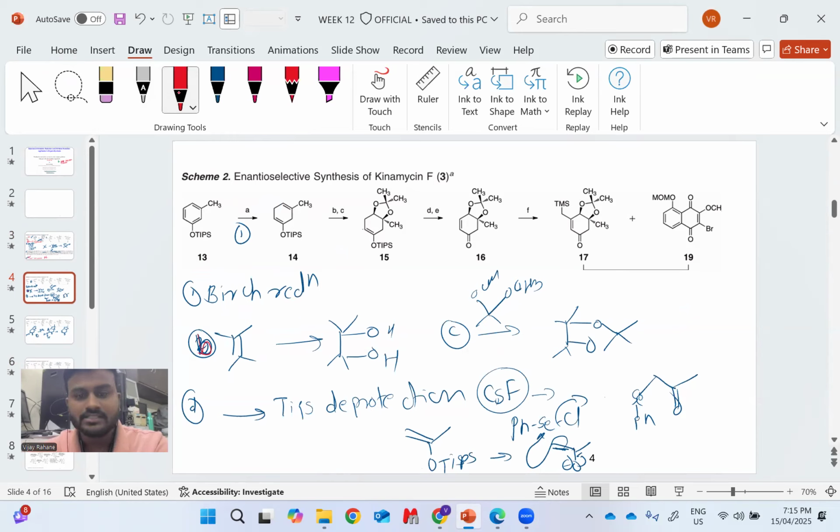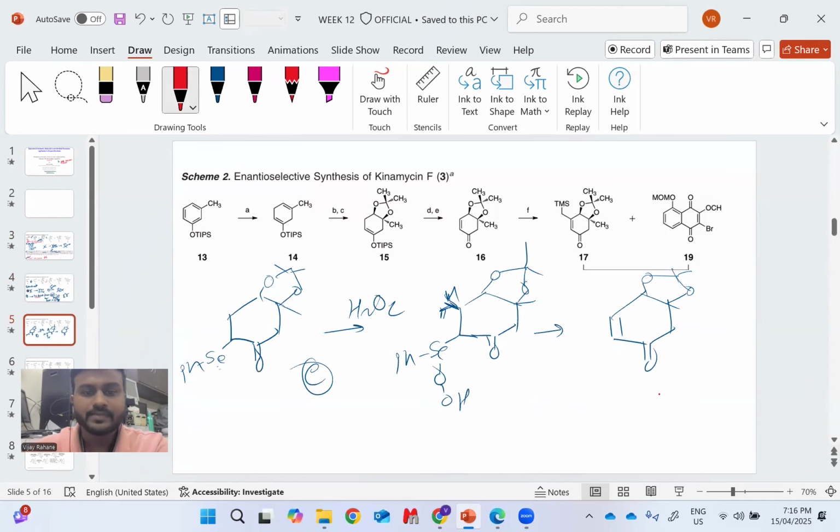And further, the C step is the protection of the diol by using 2,2-dimethoxypropane, right? So this is the C step. The D step is the deprotection of the TIPS group by using cesium fluoride, followed by, obviously, this is the source of electrophile. So this electrophile gets attached at the alpha position to this keto that is newly formed.